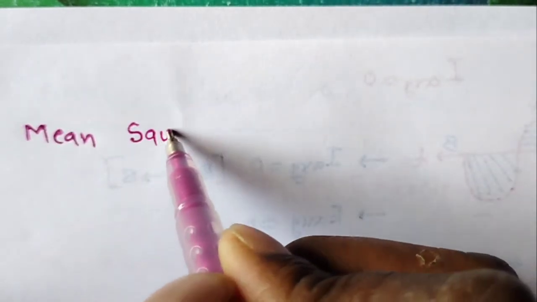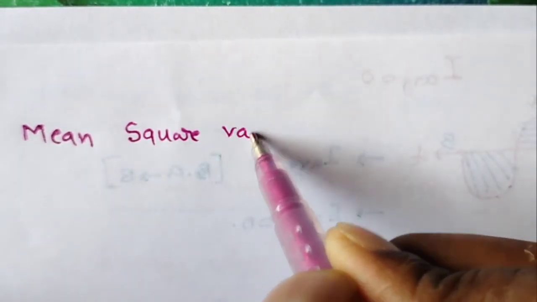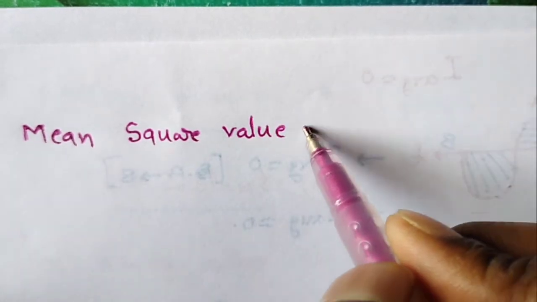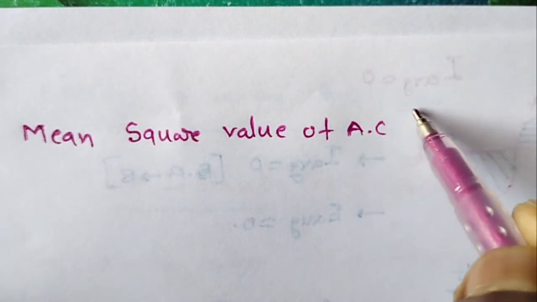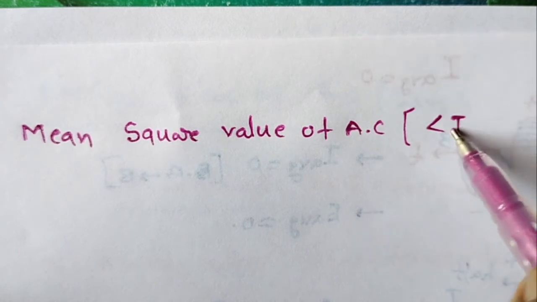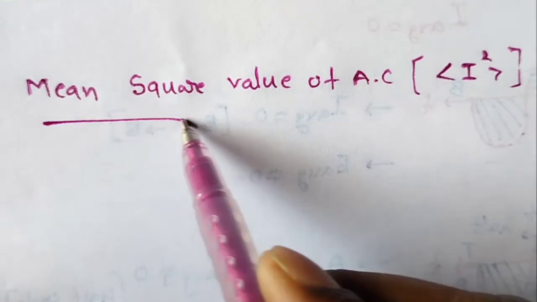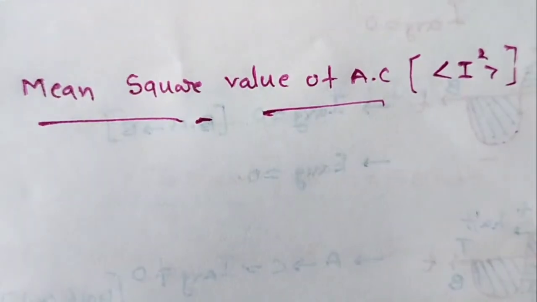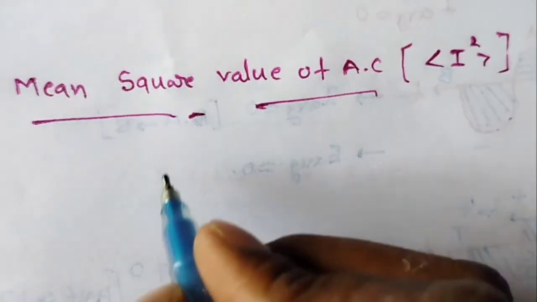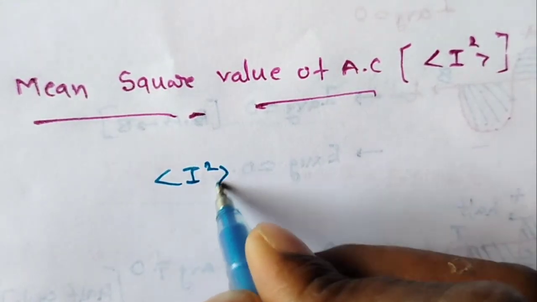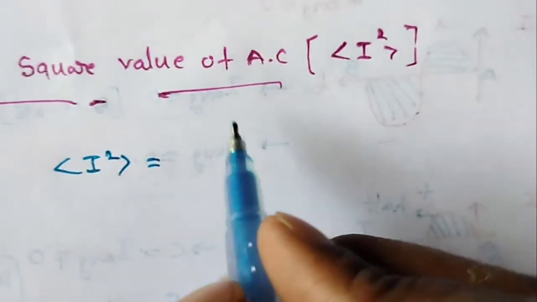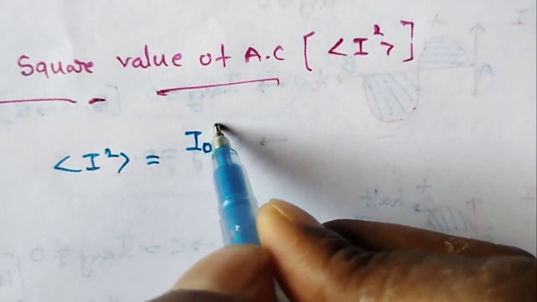Okay, mean square value of EAC. So that is the I square. This is a symbol. Mean square value of AC. So the mean square value of AC, I square, is equal to I naught square by 2.